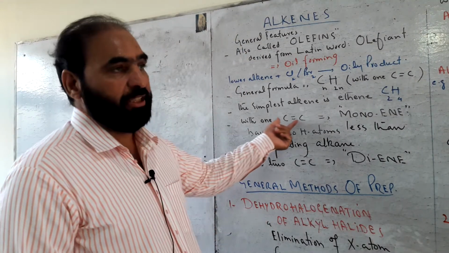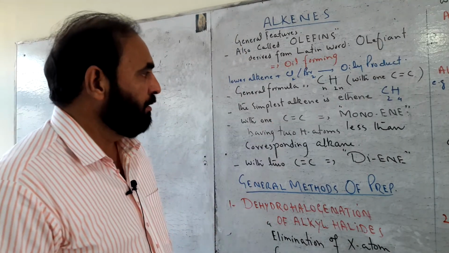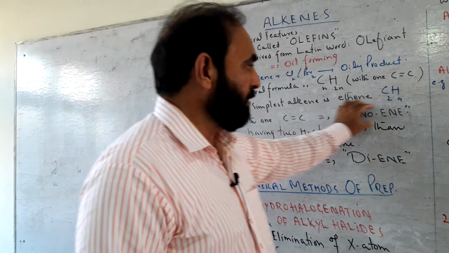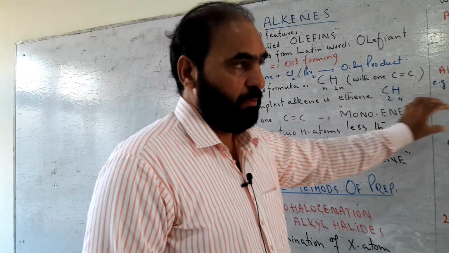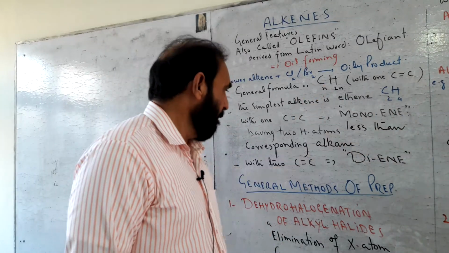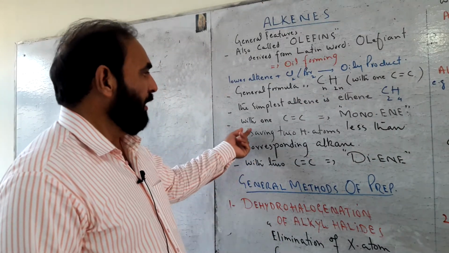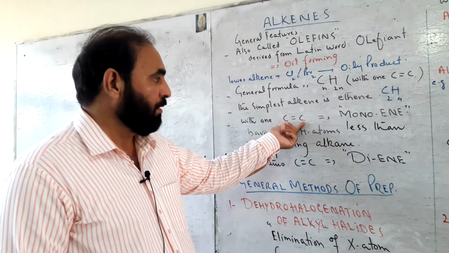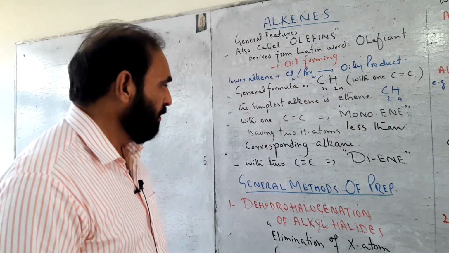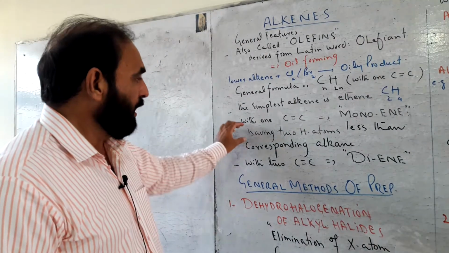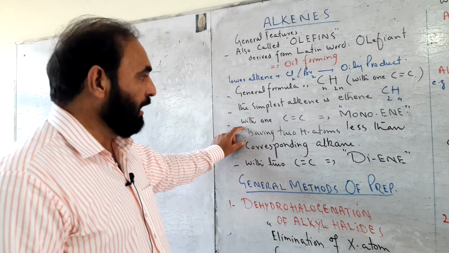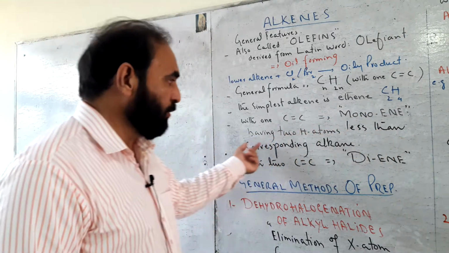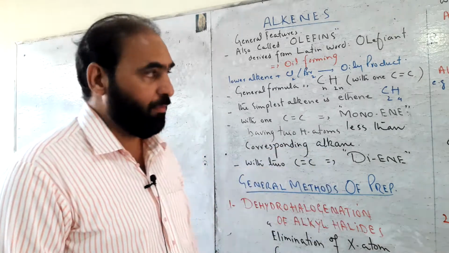With one C=C double bond, the alkenes are grouped as monoenes. Mono stands for 1. If there is only one C=C double bond in a molecule from the alkene family, we can see that it has 2 hydrogen atoms less than the corresponding alkane.